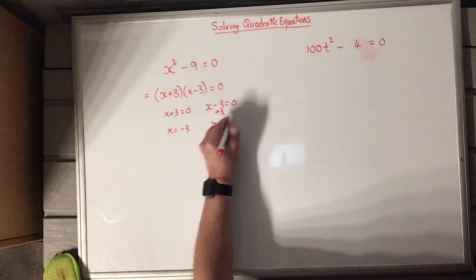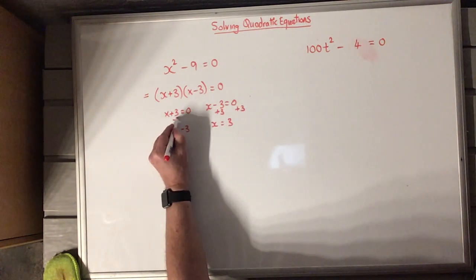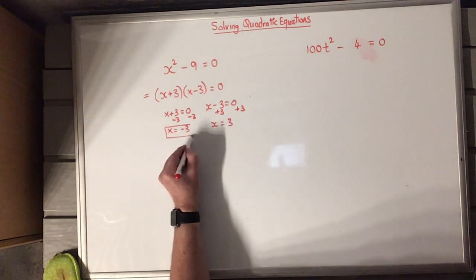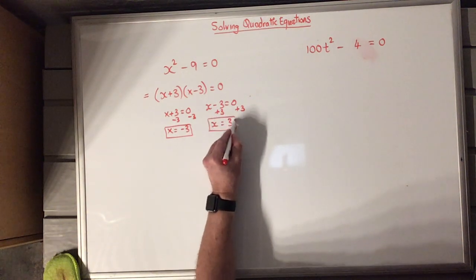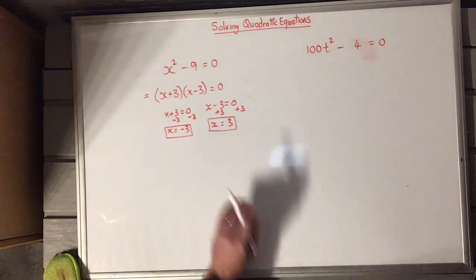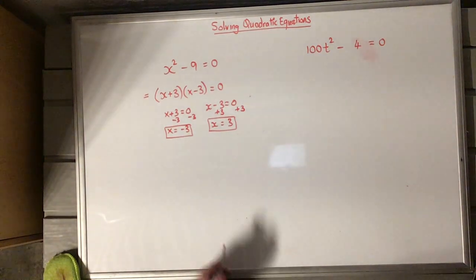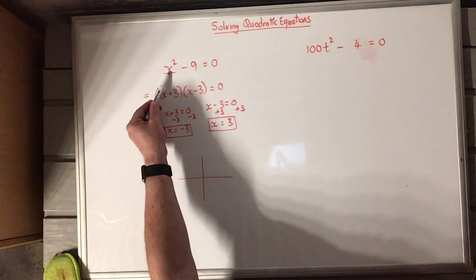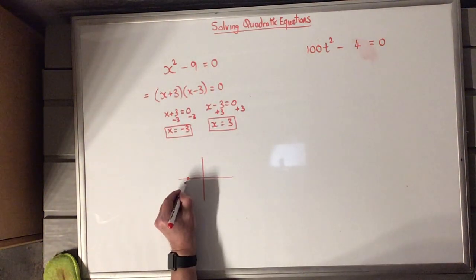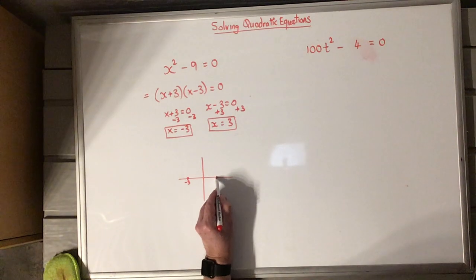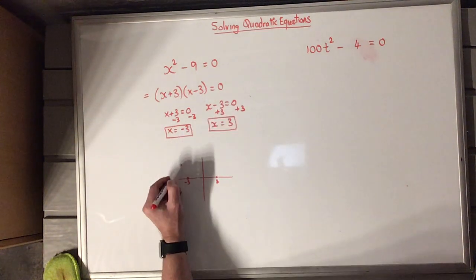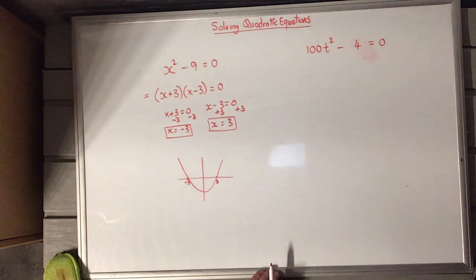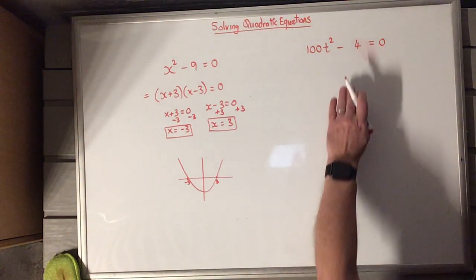That's me subtracting 3 from both sides, and that's me adding 3 to both sides, in case you're not sure. So there's one of my roots, and my other root. And that's always the sort of case when it's a difference of two squares. So let's draw a wee picture. Again, it's a positive x squared, so one root's at -3, the other root is at 3, and it's a positive, so it's a happy face. It's a U shape like that. Okay, let's try this one.